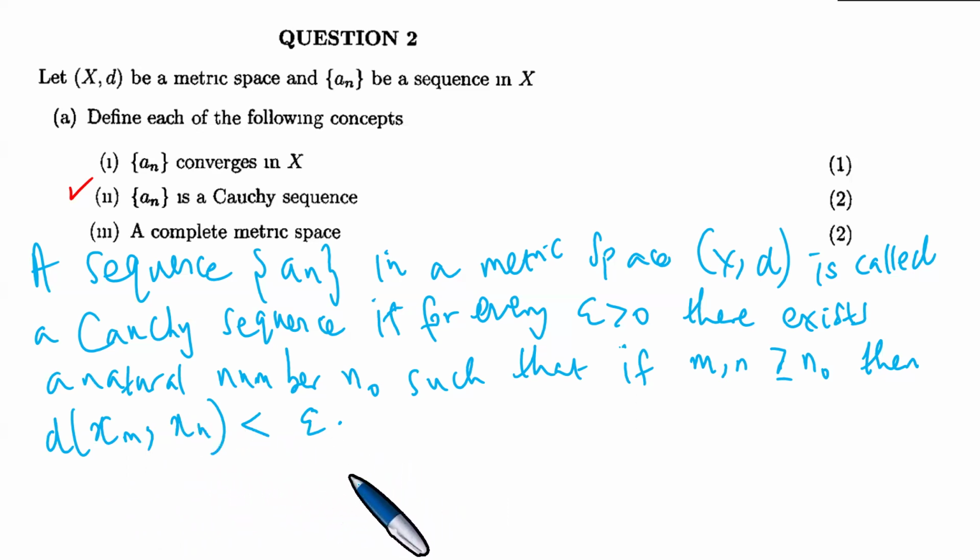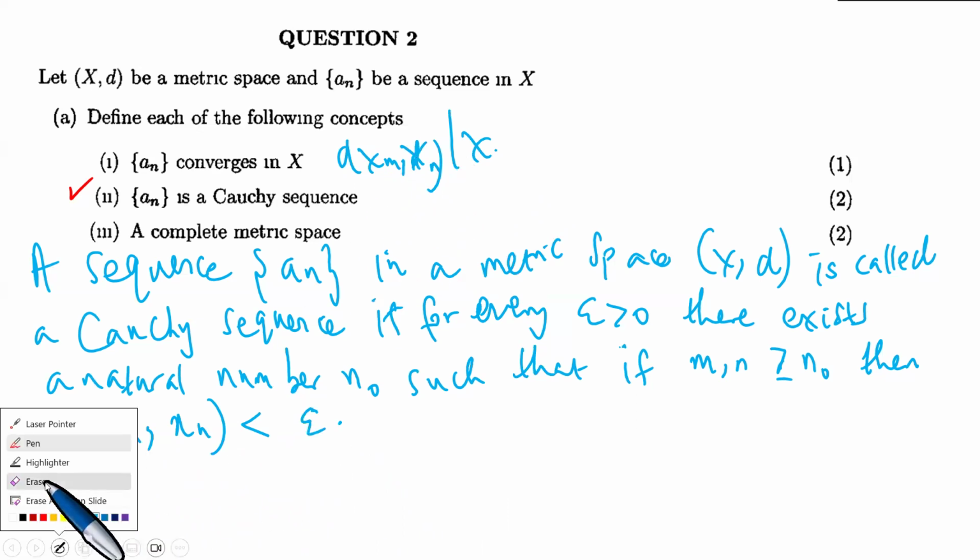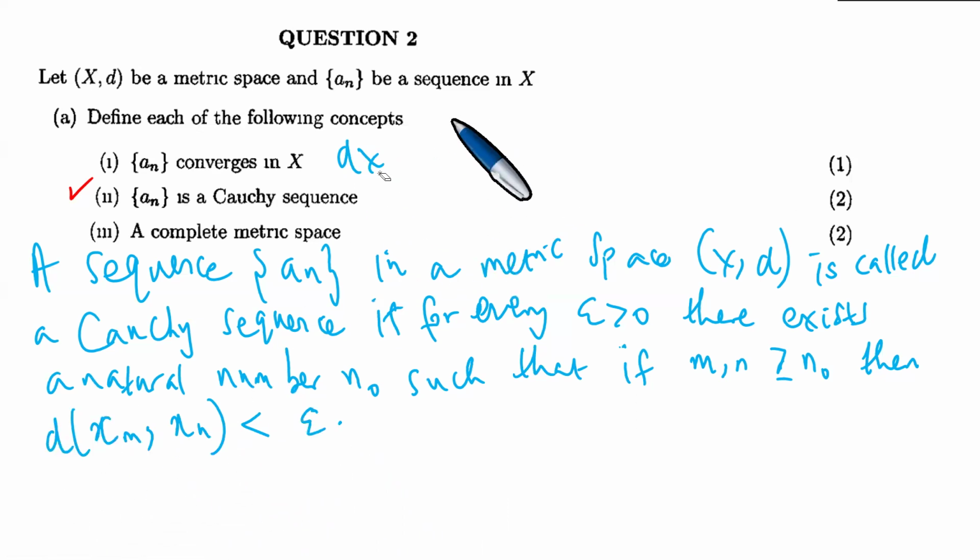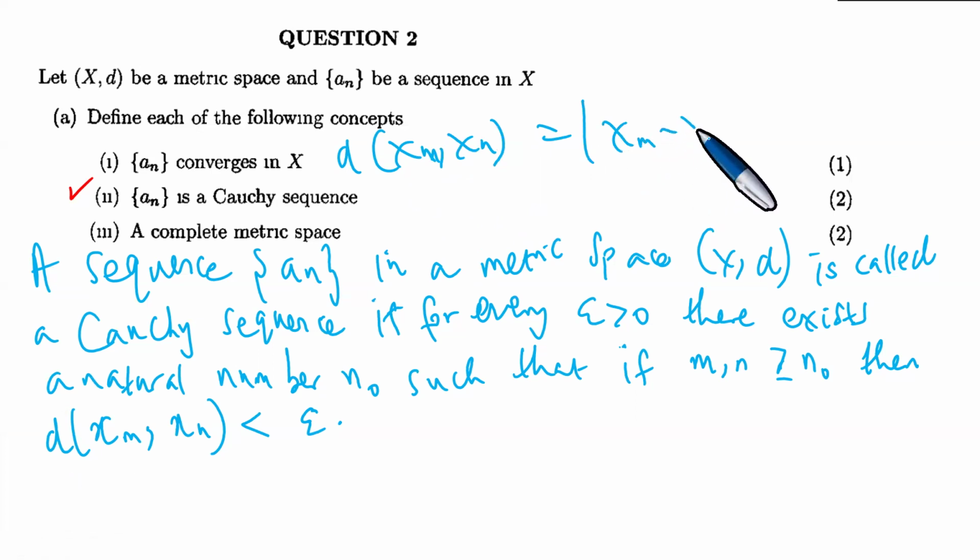So it can be stated in many ways. In terms of the usual metric, you can say the distance between XM and XN, but obviously this is not just the usual metric. There are many metrics we study, many distance functions. But you can say, for instance, the distance between XM and XN is the absolute value of XM minus XN, and therefore this distance is less than epsilon.